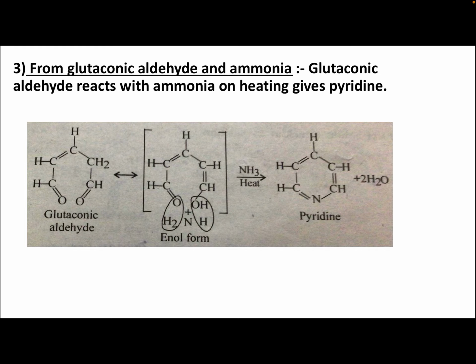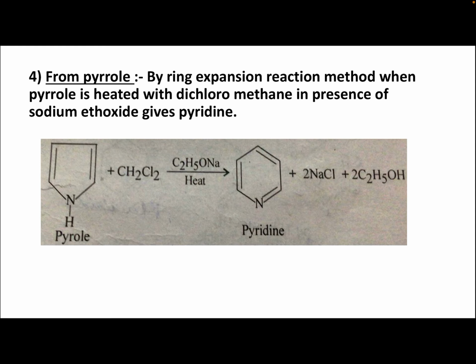So same thing, glutaconic aldehyde, enol form we are seeing. So enol form reacting with ammonia, 2 molecules of H2 are removed to give pyridine plus 2H2O. So from glutaconic aldehyde and ammonia on heating we are getting pyridine. This is the third method of preparation of pyridine.